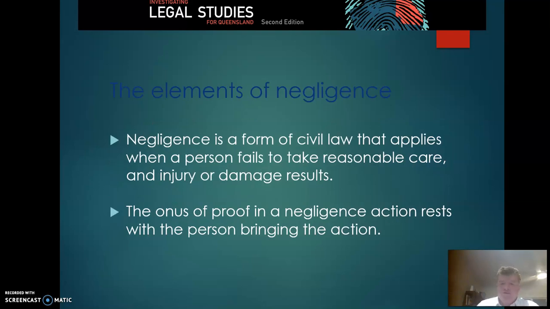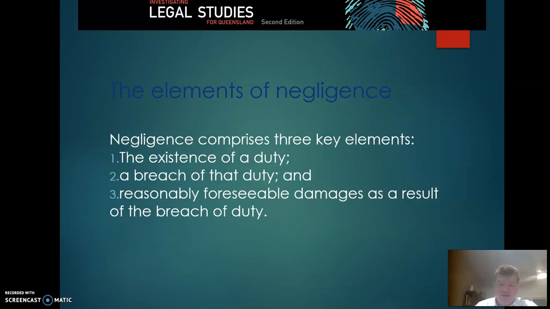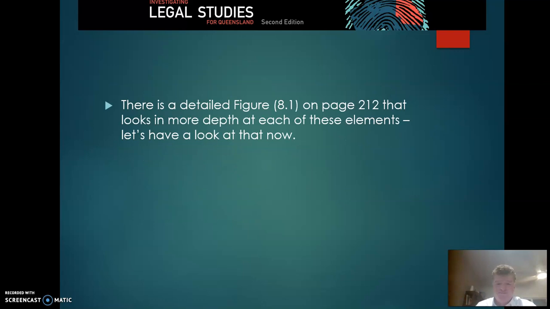Let's sneak through very quickly. It's civil law, and it's about not taking reasonable care and there's some injury or damage. The person bringing the negligence action, the plaintiff, the person making the complaint, has to prove the case. So we've mentioned already the three elements of negligence: there has to be an existence of a duty of care, a breach, and reasonably foreseeable damages.